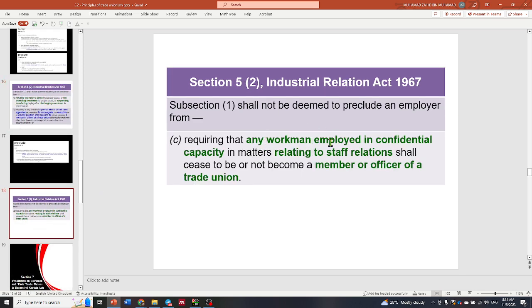C, requiring that any workman employed in confidential capacity in matters relating to staff relations shall cease to be or not become a member or officer of a trade union.